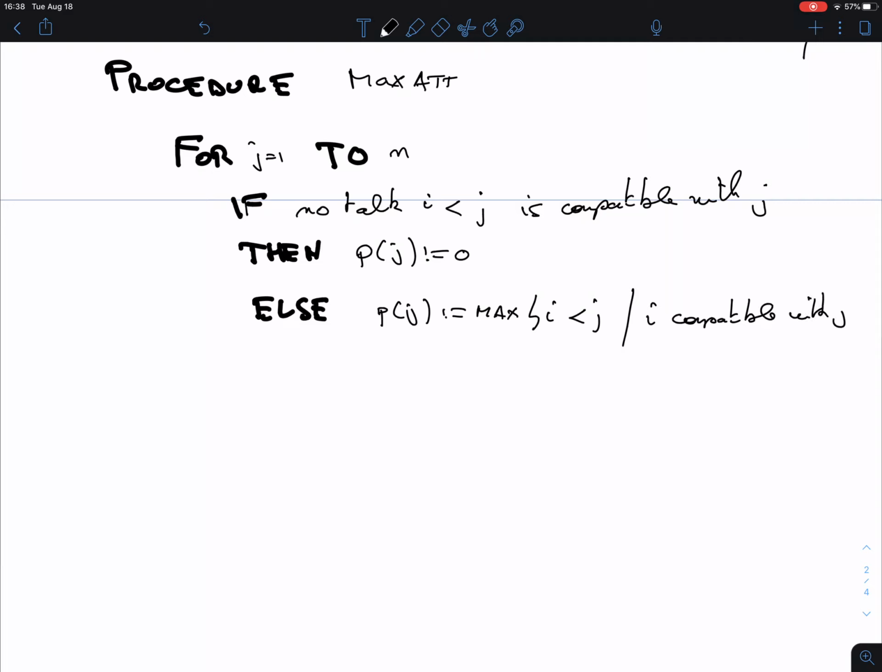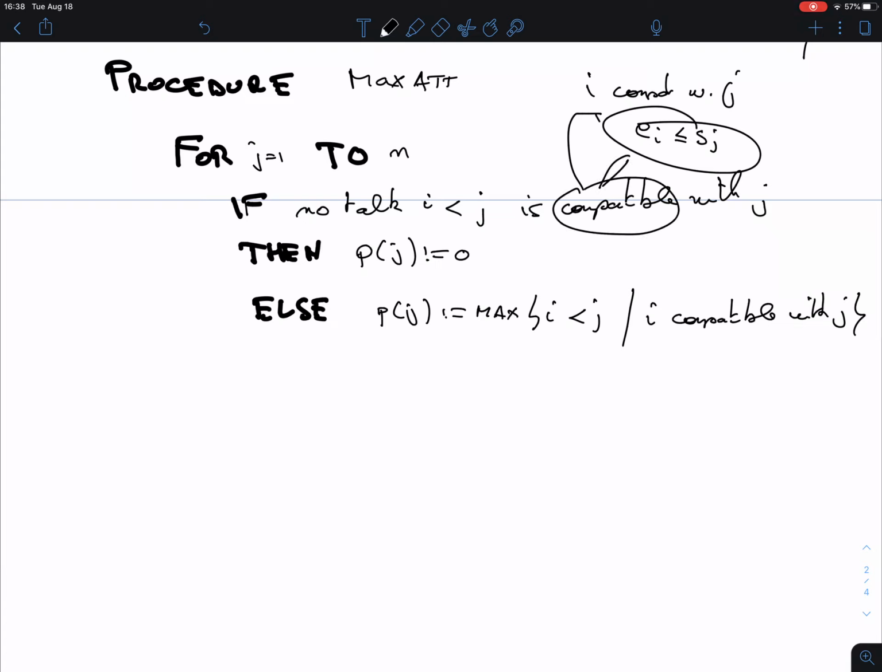Now you say, okay, what is this being compatible? Can we check this? Yes, of course. Compatible means that i is compatible with j if the end time of i is less than or equal to the starting time of j. That is just checking this condition. It's just nicer to write compatible than to write down this inequality. So that's all very nicely programmable.